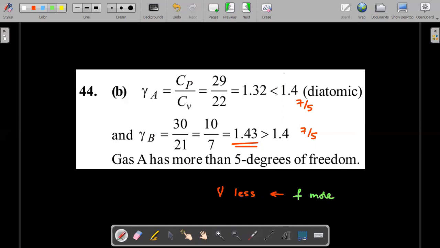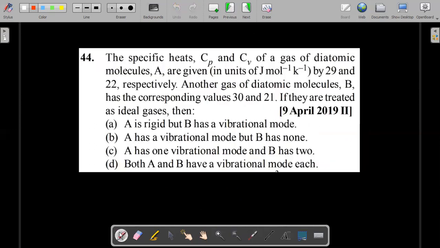And for 1.32, in the exam, I know in the book it says less than 1.4, but you can even go ahead and think of it as very close to 1.33 to discuss the degrees of freedom, which are more in number. Okay, so the best possible answer is A. It should be a guesswork from 4 options. The best possible answer is that A has a vibrational mode, therefore more degrees of freedom, so lesser gamma. Okay, let's move forward.